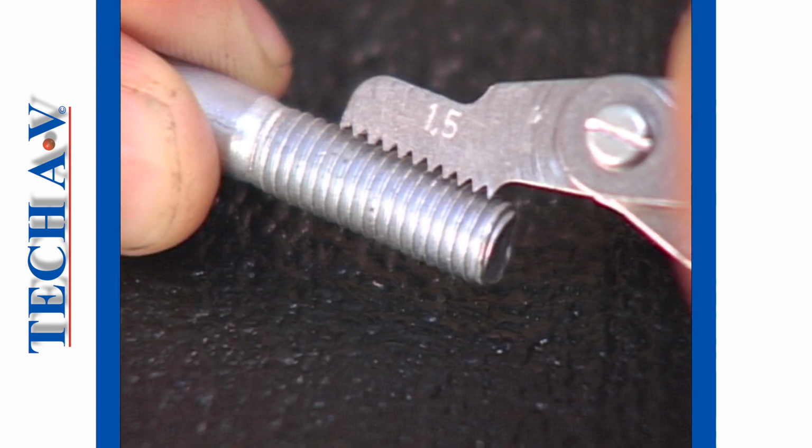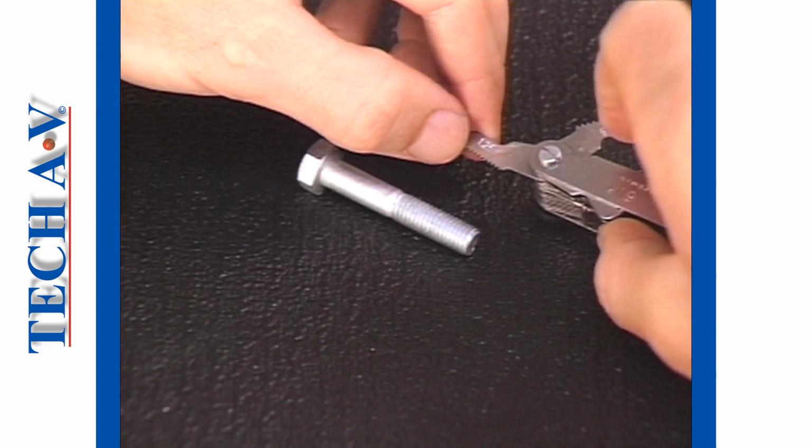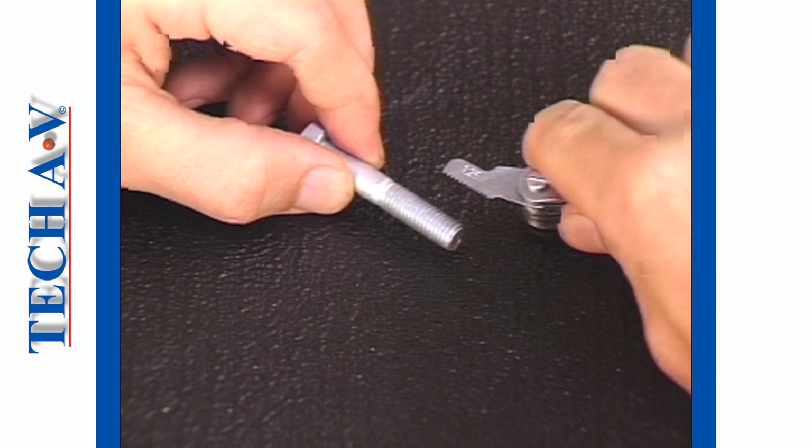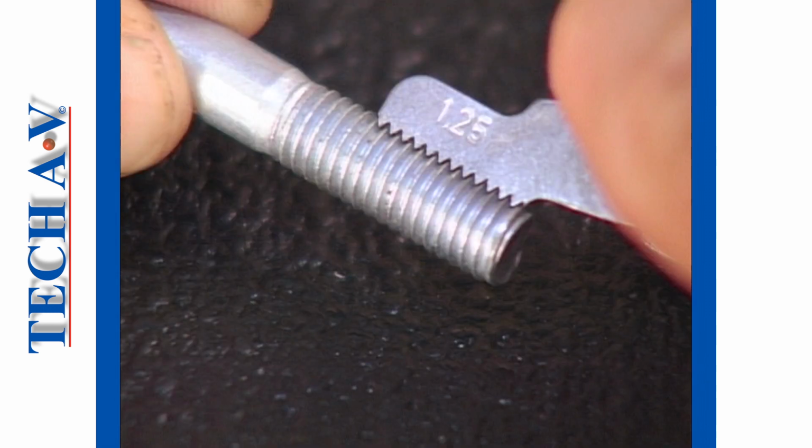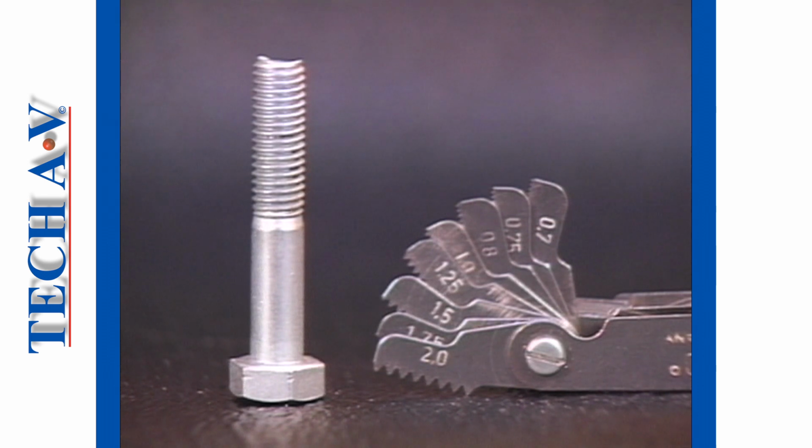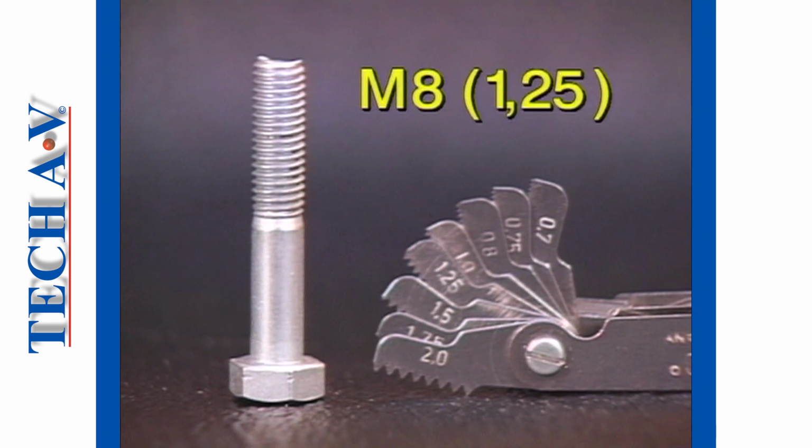No, it doesn't want to enter the threads. So let's try this 1,25 gauge. And as you see, it's a perfect match. We can now identify our fastener as being metric, 8 millimeters in size, and having a pitch of 1,25 millimeters.